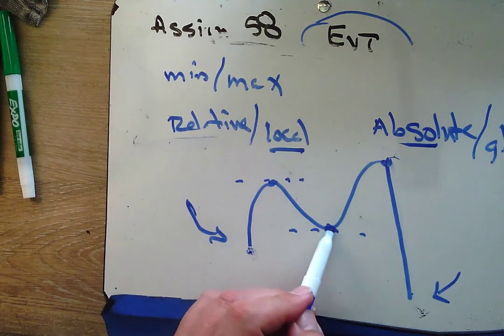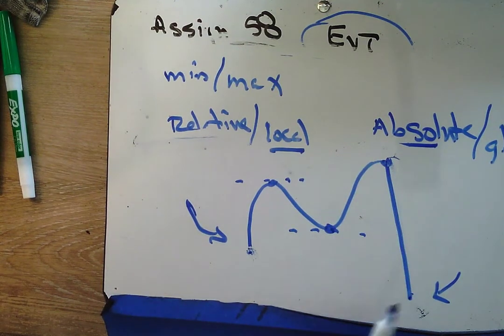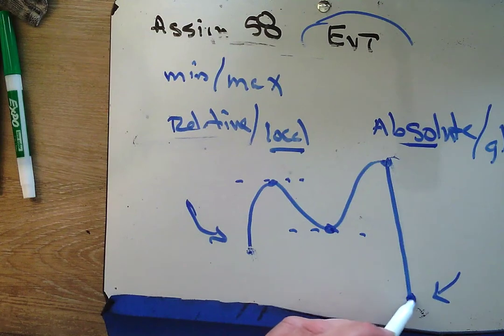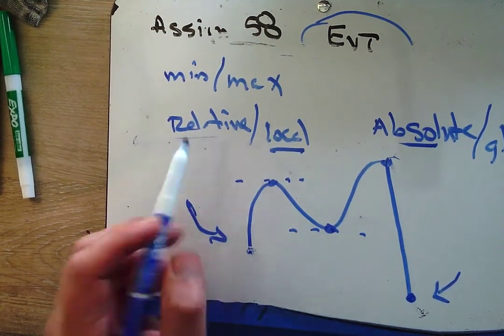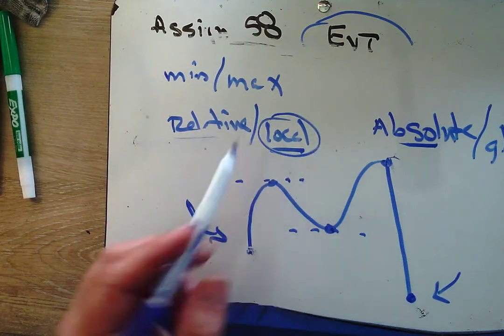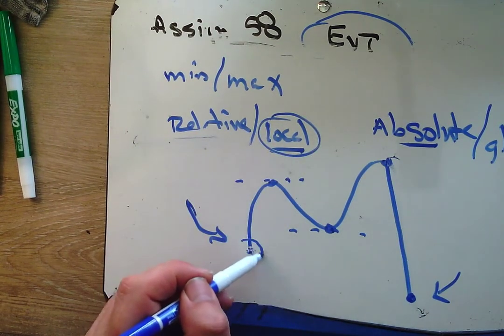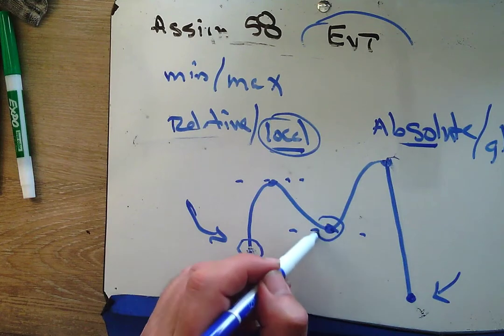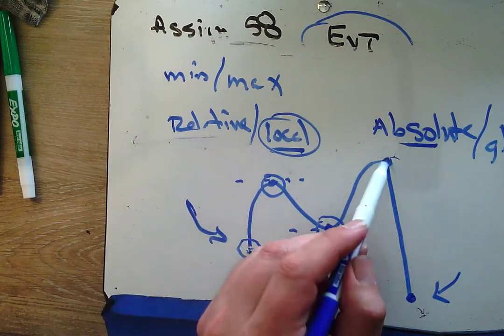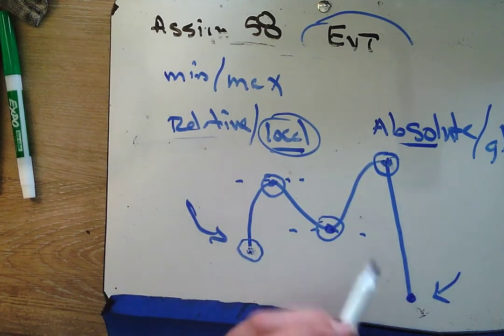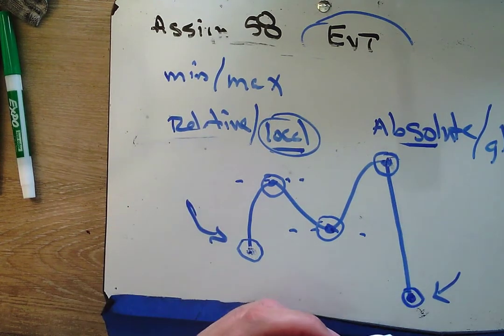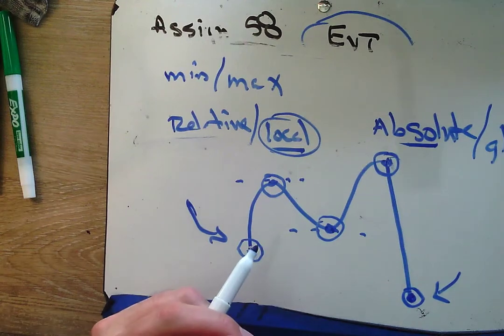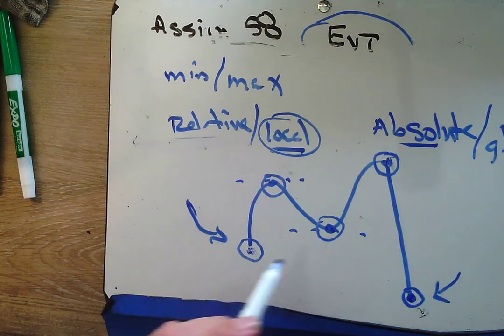Relative min, relative min, relative min, absolute min. This absolute min is also a relative or local min. When we talk about local, I really like that word because it's talking about in its neighborhood. In its neighborhood, it is the biggest or the smallest. Mount Lemon in our neighborhood is the biggest. But on the planet, not so much.